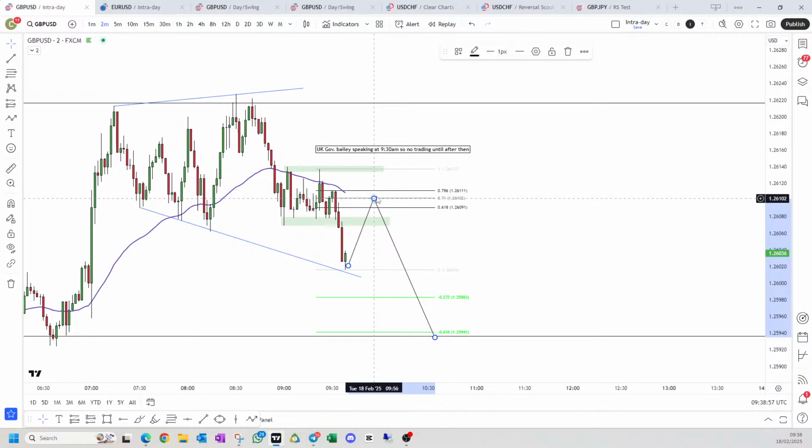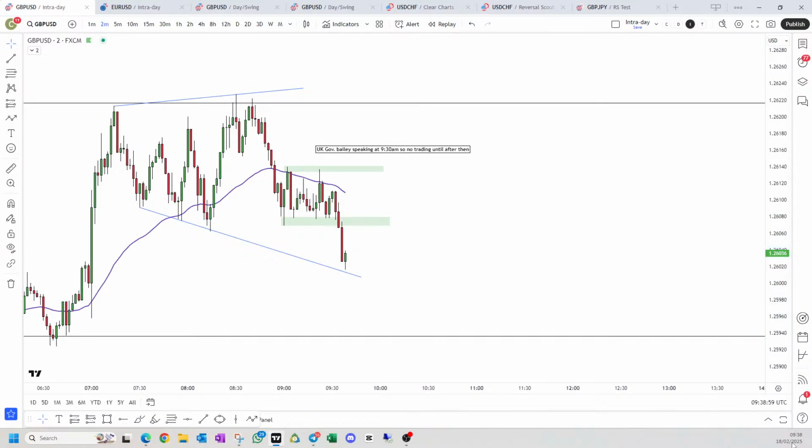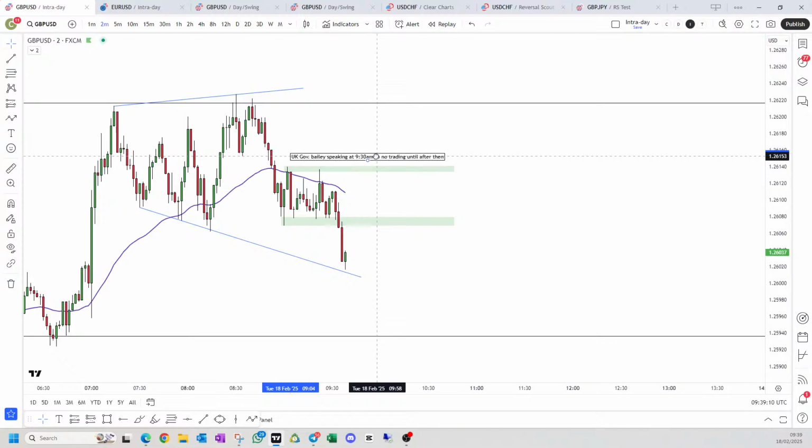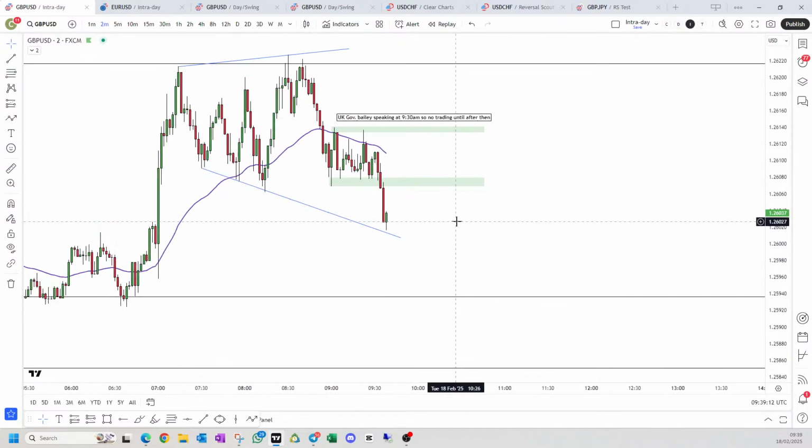I do just want to be extra cautious because Governor Bailey is speaking right now. We've got news occurring as we speak, so we do want to be careful. Price will be volatile right now, so I just want to let this pass. Once that's finished, then I'll be starting to trade.